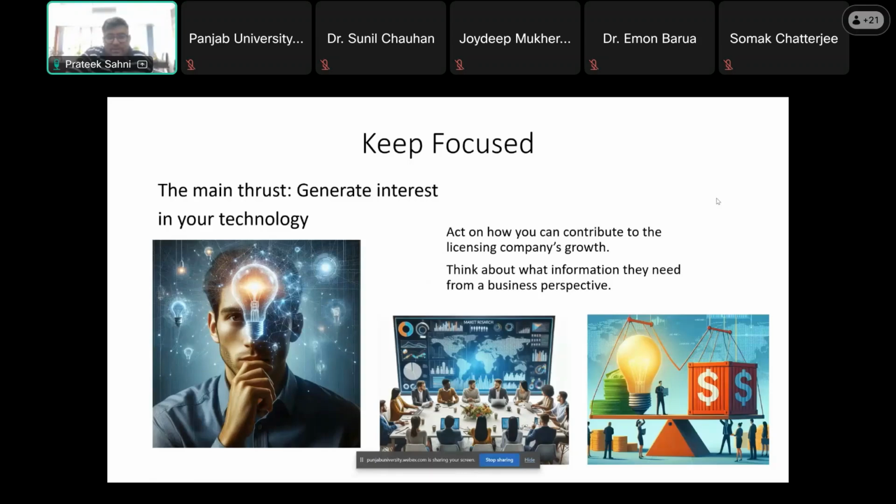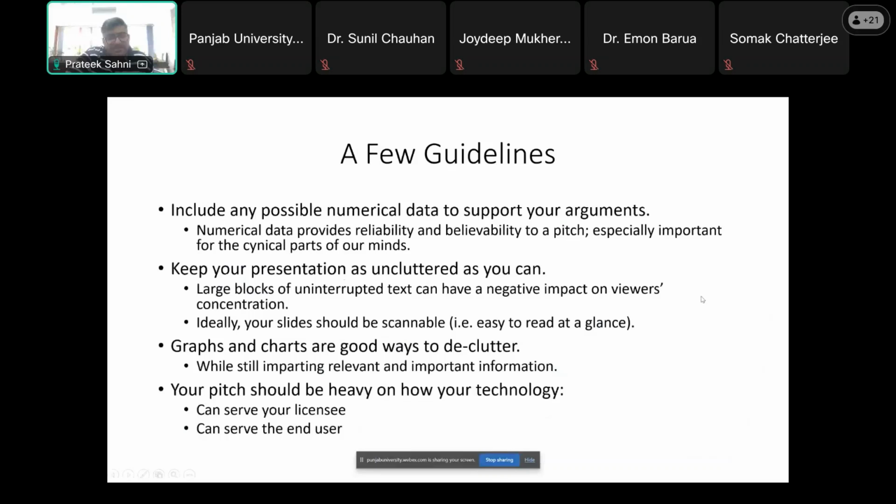Now, before we start, a few guidelines on effective presentations. First is to include any numerical data to support your arguments. Numerical data has been shown to provide a sense of reliability and believability to a pitch, which is especially important for cynics, as you might imagine. Second is to keep your presentation uncluttered. Large blocks of uninterrupted text have been known to negatively impact viewers' concentration and attention over time.